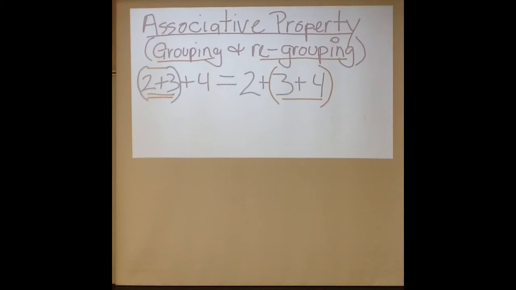Now, how does that work in, let's say, multiplication? It works pretty much the same way. We have, let's use our 2 again, times 3 times 4. And what would our group be? Our group would be 2 times 3. And to regroup, we have our same problem on this side, same numbers. We're going to regroup by grouping the 3 and the 4 together. Now, that just means we're using parentheses.